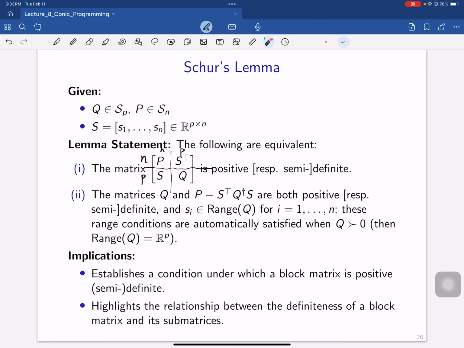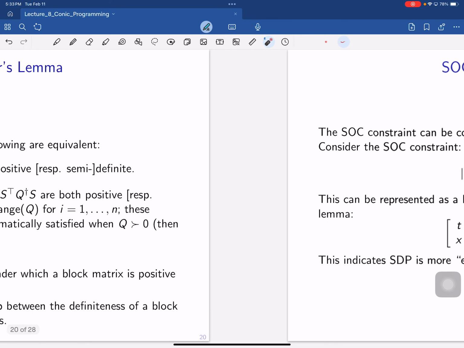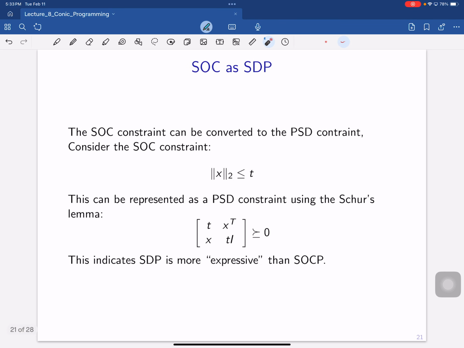Yeah, so it sort of highlights the relationship between the definiteness of a block matrix and its sub-matrices, okay? Now, just very quickly, SOC is a special case of SDP. Remember, the SOC constraint is the norm of x less than or equal to t. You can show using Schur's lemma, this constraint is nothing but you put t here and then the identity matrix here and so forth.